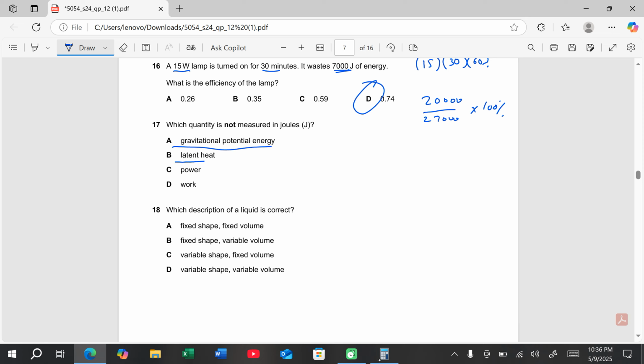Which quantity is not measured in joules? Energy is, latent heat is, power is not, work is. So C is the right answer. Which description of liquid is correct? Liquids have a variable shape but a fixed volume.